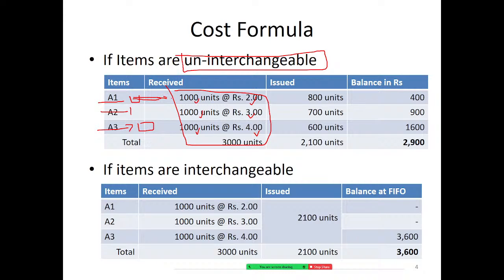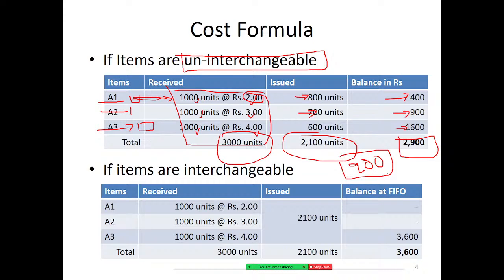And from A1 they supplied 800. How many units balance? 200 units. Balance 200. 200 into 2 rupees equals 400. Likewise, here 1000 units purchased and supplied 700. So balance 300. 300 into 3, 900. Like that, 1600. So the total value of inventory is 2900. They purchased 3000 units totally, and they supplied 2100. Balance how many? 900. For that balance of 900 items, the value is 2900, right? So we have to value the inventories item by item.